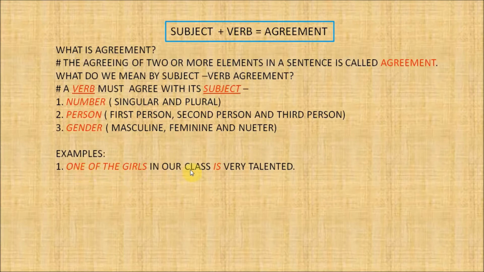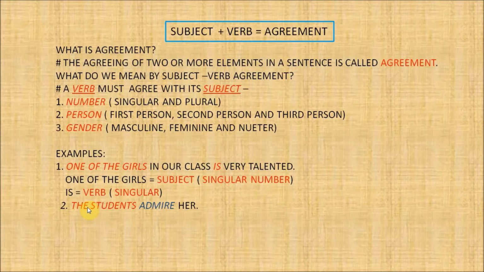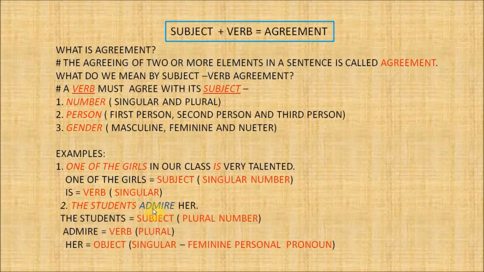One of the girls in our class is very talented. Here one of the girls is the subject and is is the verb. One of the girls is the subject, which is singular in number, therefore is is used, which is also singular in number. Now let's see another example. The students admire her. Here the students is the subject and admire is the verb. The students is plural in number, therefore admire is used in the base form of the verb.